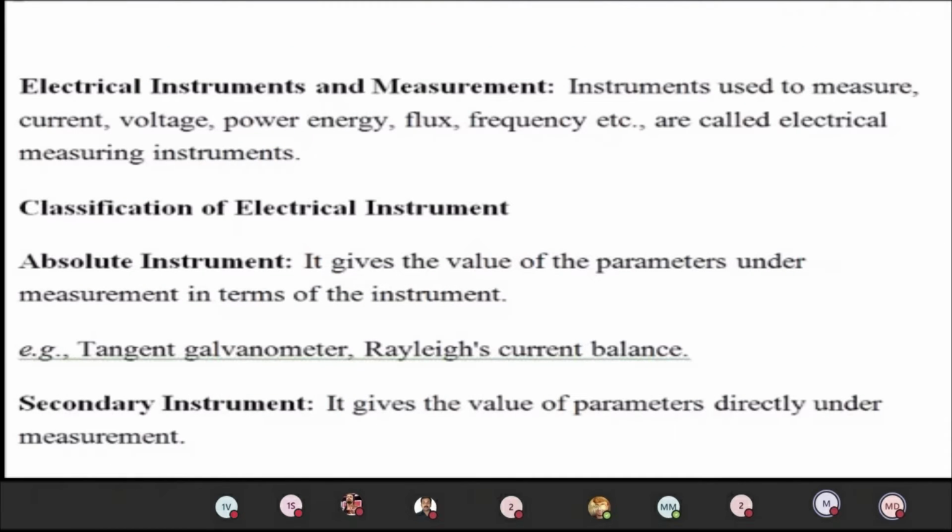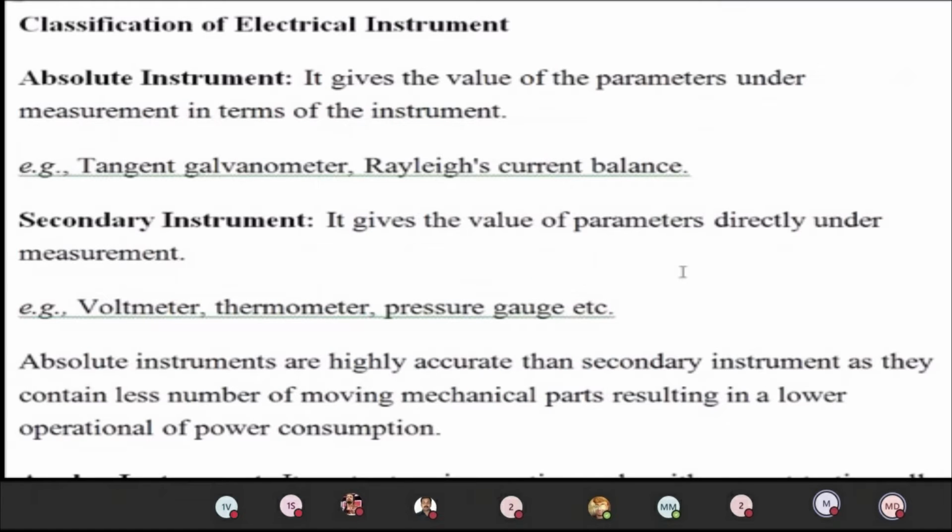Number one is the absolute instrument, which gives the value of the parameters under measurement in terms of the instrument's constants. For example, you can take a galvanometer and relays current balance. And the second type is the secondary instrument. It gives the value of parameters under measurement directly. For example, the voltmeter, which directly gives us the voltage. Similarly, thermometer, pressure gauge, etc.